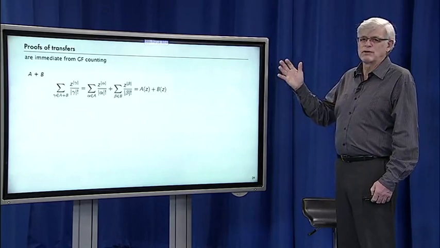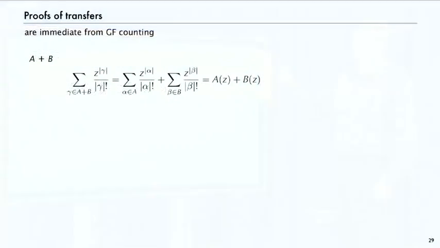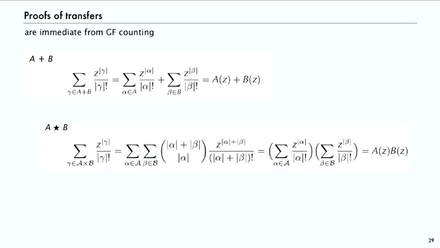The proofs of the transfer theorems, again, come just immediately from the definitions and from generating function counting the way that we talked about earlier. So for A plus B, again, they separate into disjoint sets, and that immediately gives the result. For star, it's a convolution of the type that we've seen before, but let's take a look.